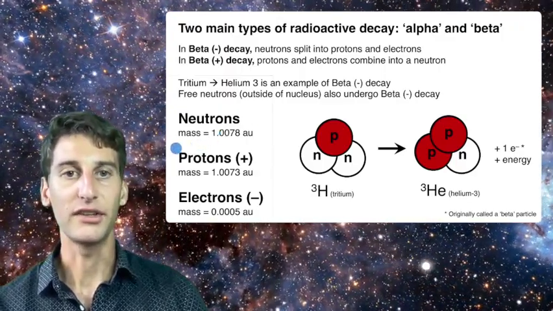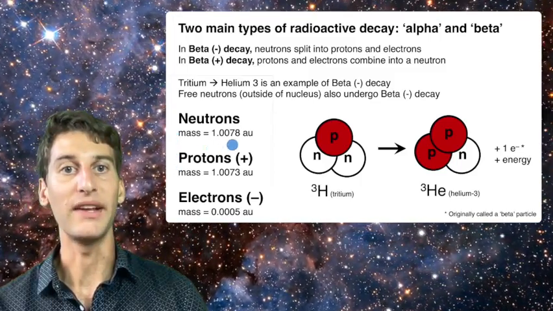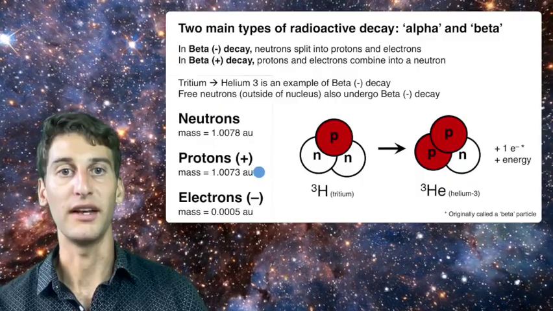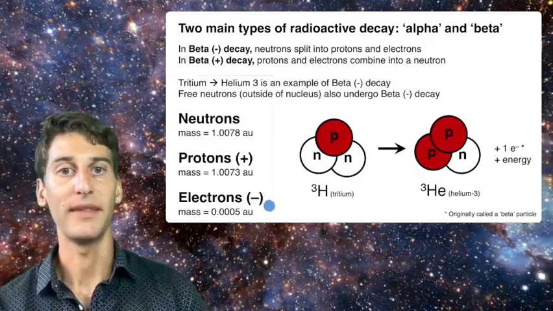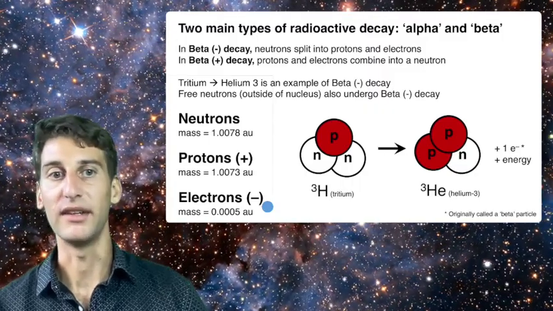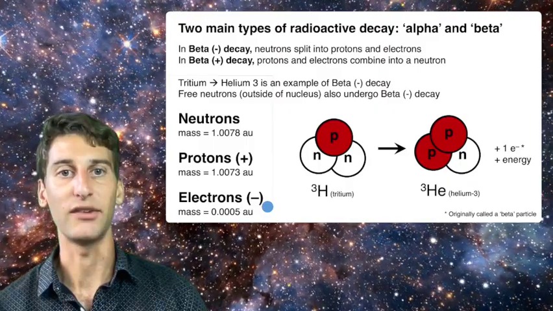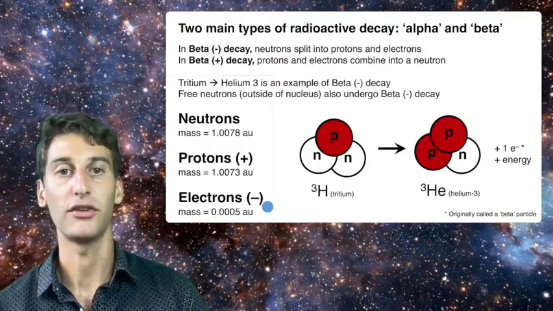And you can see here how this kind of checks out. A neutron basically has the same mass as a proton and an electron combined. And obviously when you combine an electron and a proton here, the charges balance out. And so this beta minus decay balances mass and it balances charge.